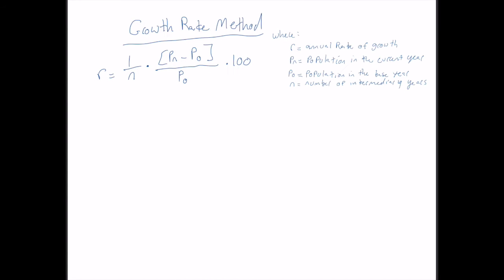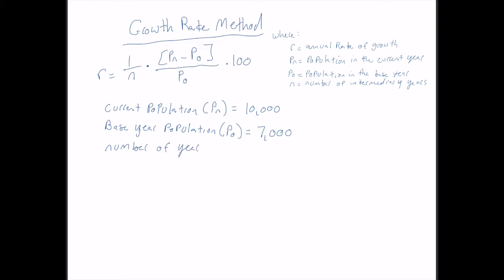So let's work out an example. Let's say the current population of any given area, P sub N, is equal to 10,000 people. The base year population, which is P sub O, is the population some number of years ago. In this case, we'll say 7,000. And let's say the difference between the number of years, or the span of time between the two observations, is from 2000 to 2010, so 10 years.